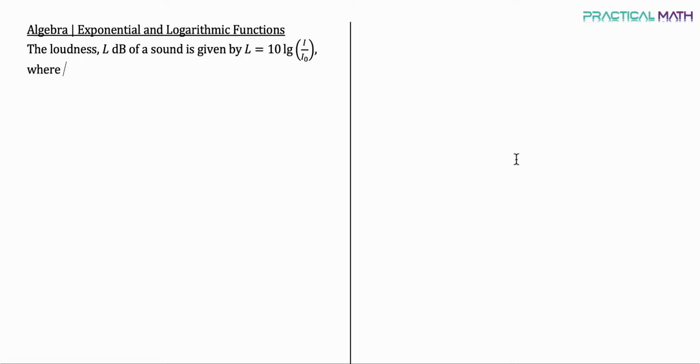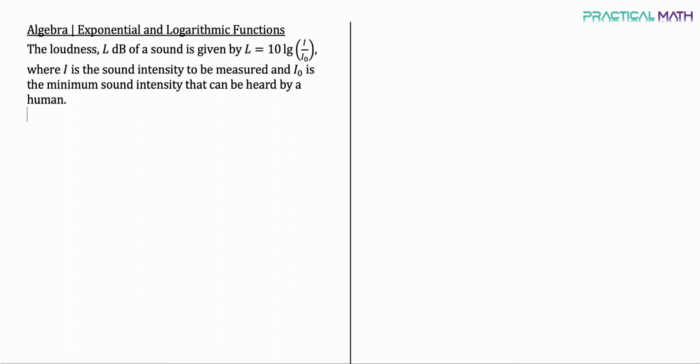where I refers to the sound intensity to be measured, and I naught is the minimum sound intensity that can be heard by a human.